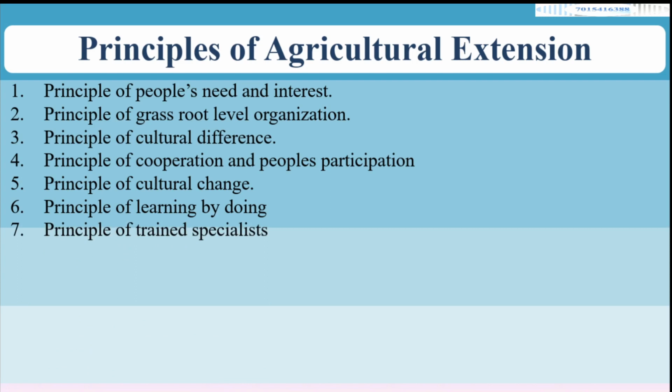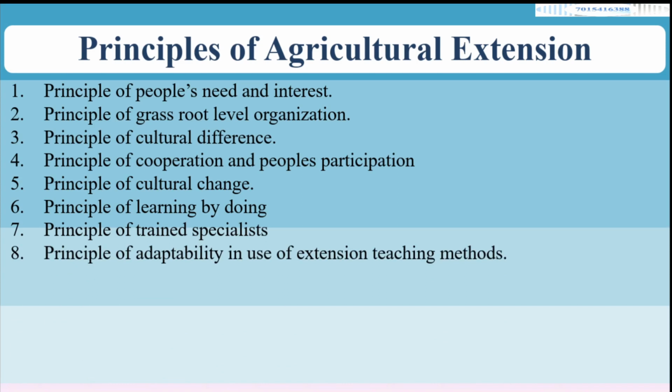Seventh is the principle of trained specialist. It means we cannot give special training to each and every farmer. So first of all, we have to select some farmers whom we can give special training, so that they can further train the whole village, all the farmers. Because in the farmer community there are a lot of farmers, we cannot train each and every one. We have to select a few farmers and train them, and after that these specially trained farmers will give the training to the other farmers.